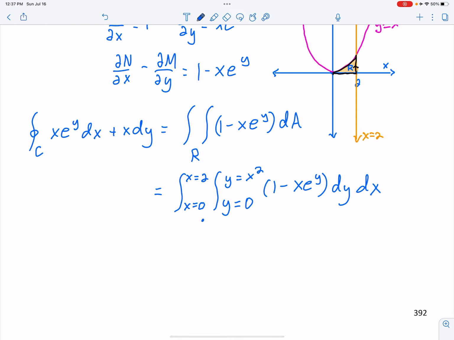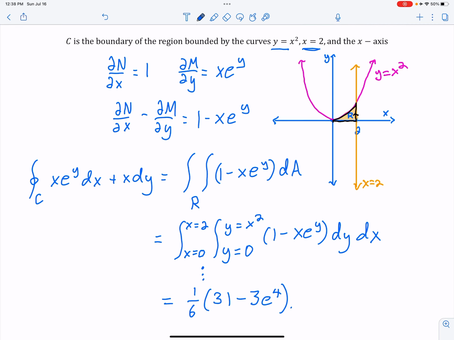I'm not going to spend video time doing a double integral because the hard part here is that setup. This answer, if you would like to check yourself, is 1 over 6. My 6 got kind of weird there. 1 over 6, 31 minus 3 e to the 4th is the exact answer if you would like to check your answer. So that's it. That's Green's theorem. Nice. It makes it very nice.